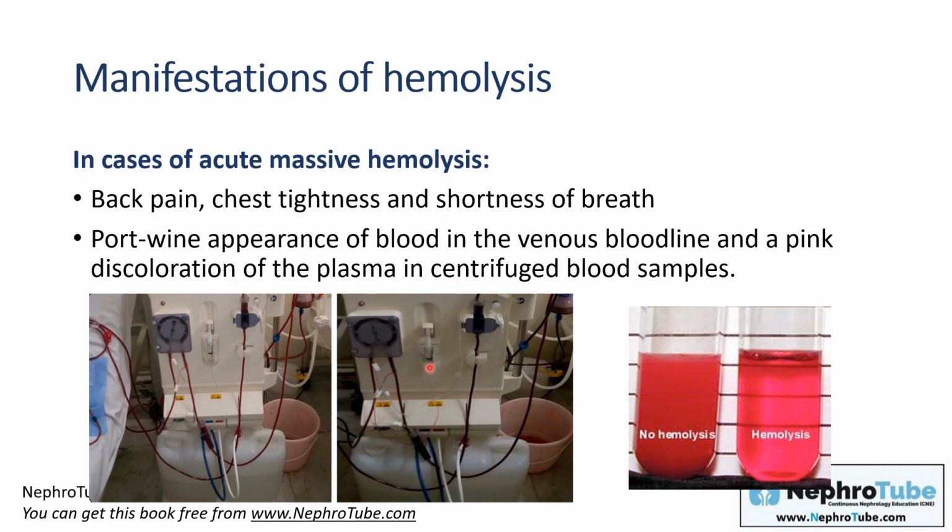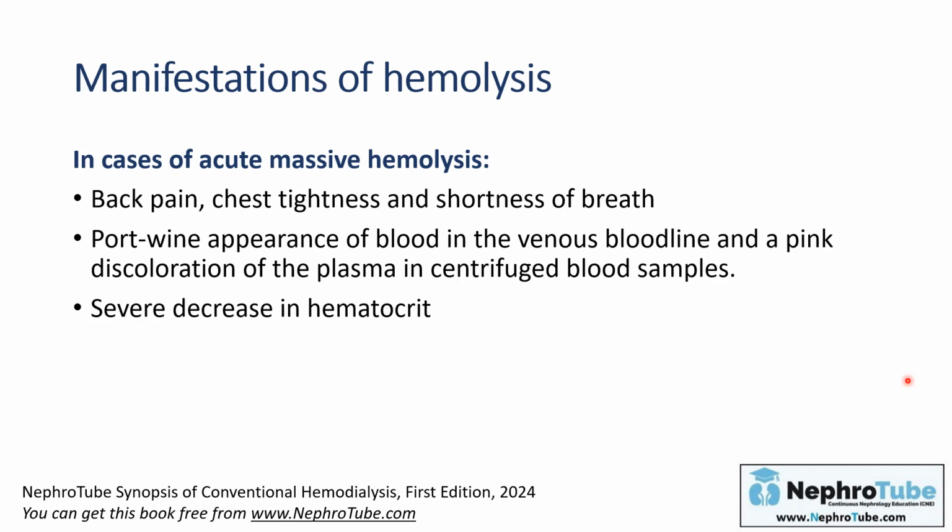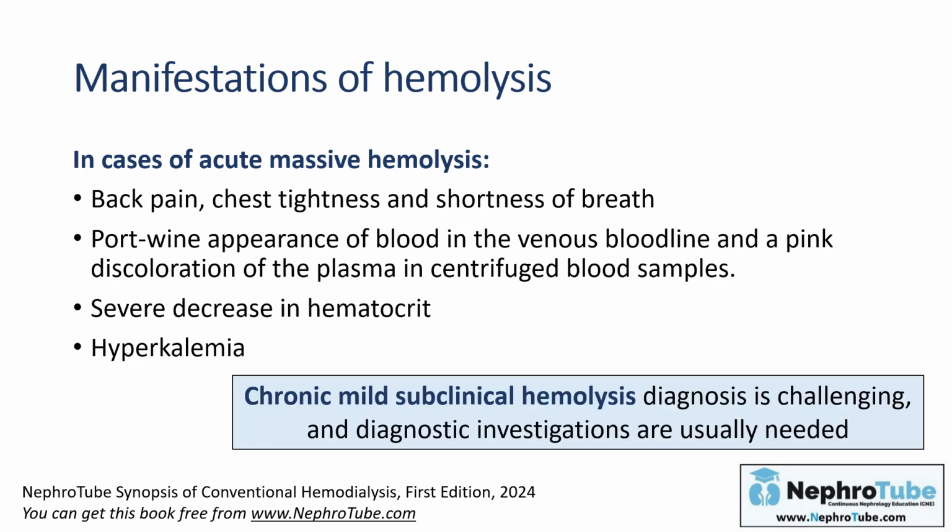And if you centrifuge this blood, you will find the color changed to pink. So in the hemodialysis circuit, it will be port wine-like, which means that it is dark blood, and in the tube, after centrifugation, you will find a pink discoloration of the plasma. Third, secondary to hemolysis, you will find a severe drop in hemoglobin and hematocrit, and for sure there will be hyperkalemia that can cause muscle weakness, ECG changes such as hyperacute T waves, and maybe cardiac arrest and death. These are the manifestations of acute massive hemolysis.